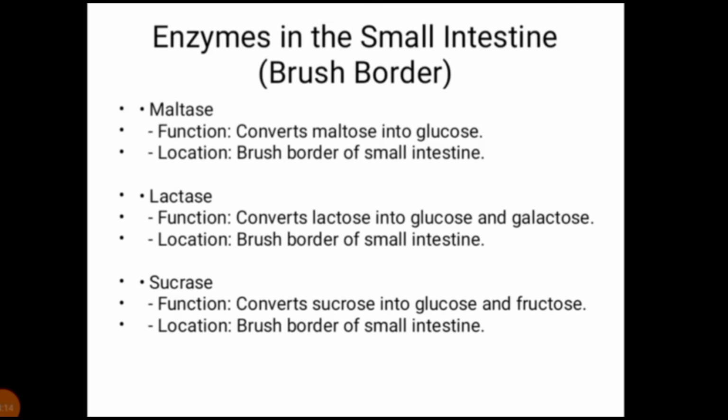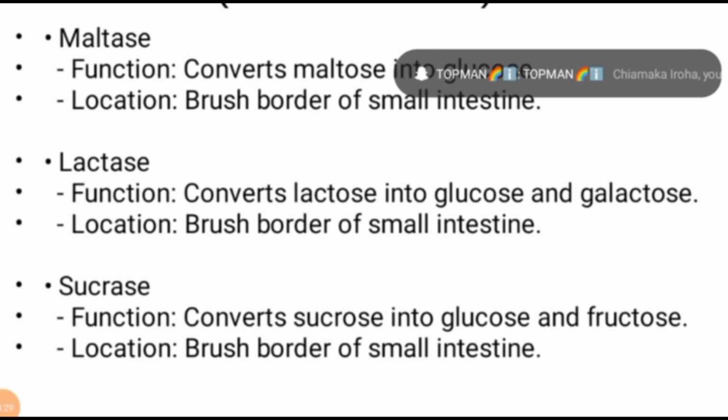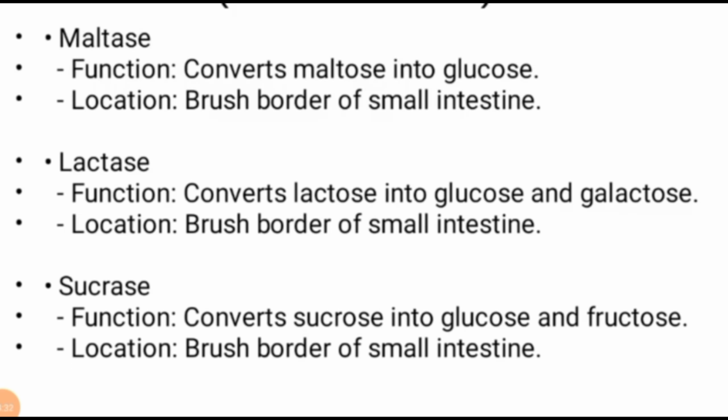Okay, so we have the second part of the small intestine, which is called the brush border. It secretes three different enzymes, which are the maltase, the lactase, and the sucrase. Now the function of the maltase is to convert maltose into glucose. Remember that maltose is the nutrient that was gotten after the enzyme amylase broke down carbohydrates and starch.